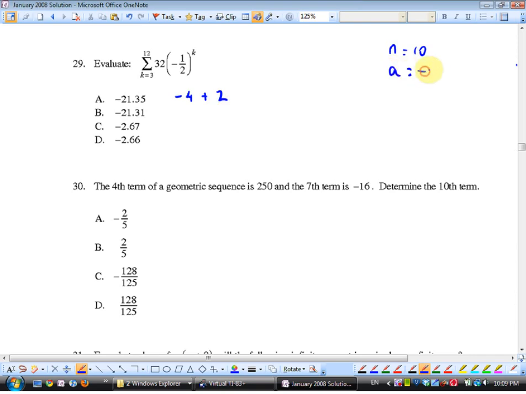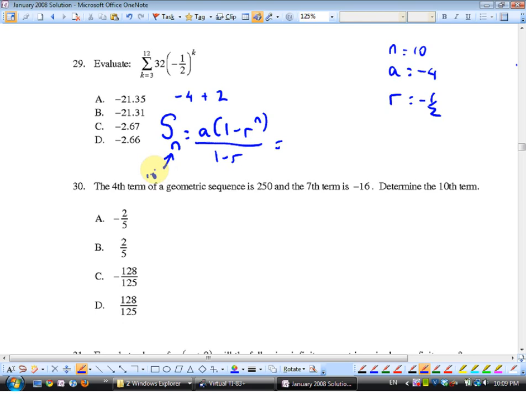It looks like a is negative 4, and it looks like r is any term divided by the one in front of it, negative 1/2, which I kind of see hidden in the original question. Because now I can use my S sub n equals a bracket 1 minus r to the n all over 1 minus r. So this is actually going to end up being the tenth sum. It's going to be negative 4 bracket 1 minus negative 0.5, negative a half, to the tenth all over 1.5. 1 minus negative 0.5 is 1.5.